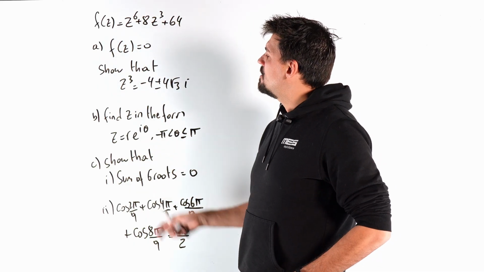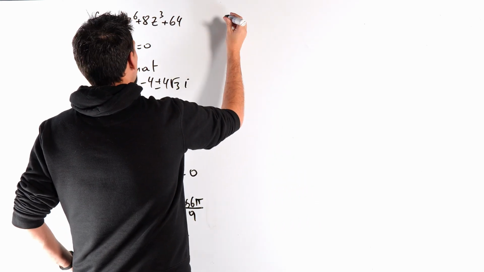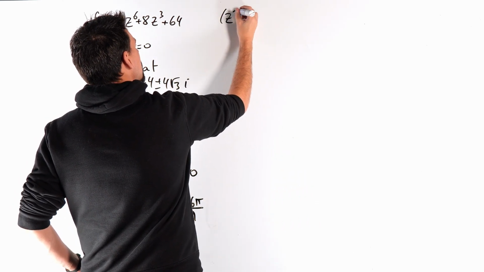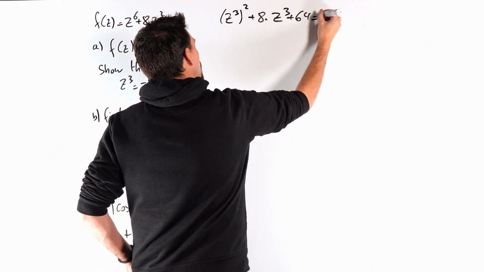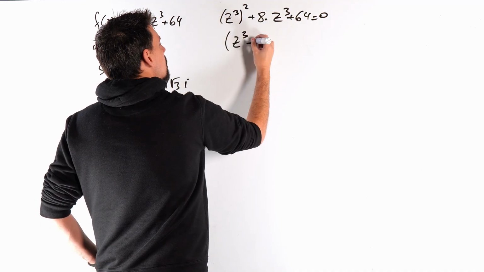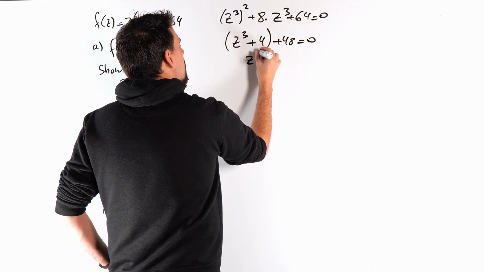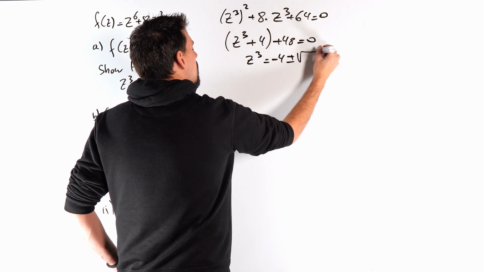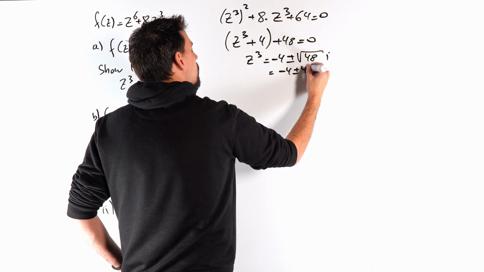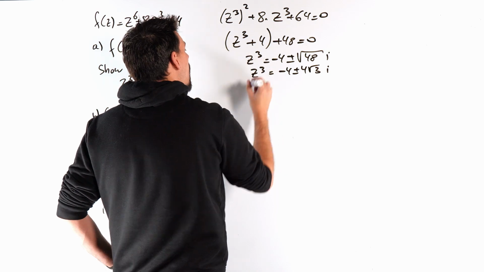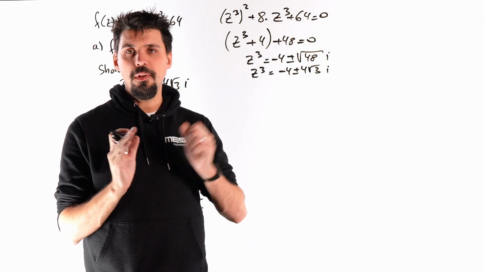Right, first of all, if f of z is 0, show that z cubed is equal to this. No worries, I gotcha. Because of course, this is a quadratic in z cubed. That z cubed plus 4 squared plus 48 is 0, which tells me that z cubed is minus 4 plus or minus square root 48, which is minus 4 plus or minus 4 root 3 i. Step 1 accomplished.